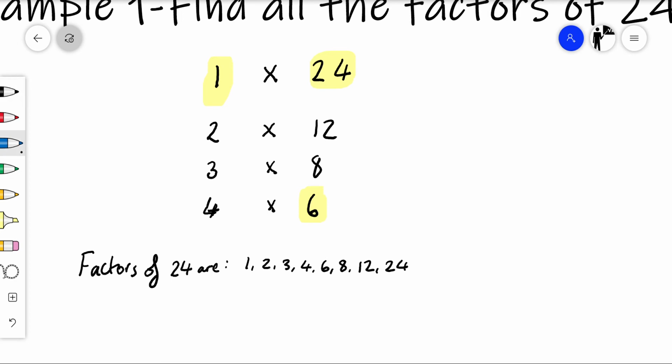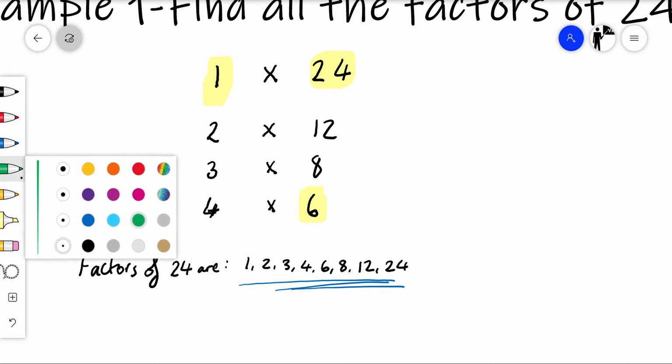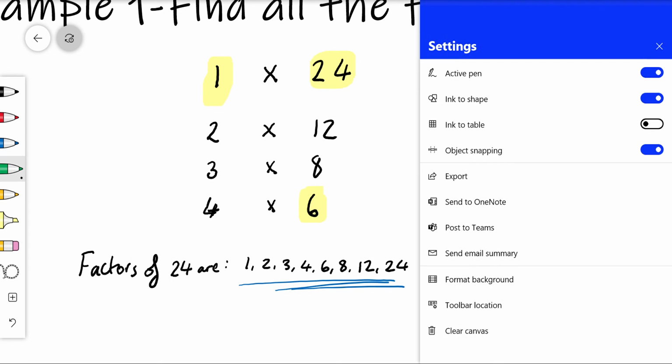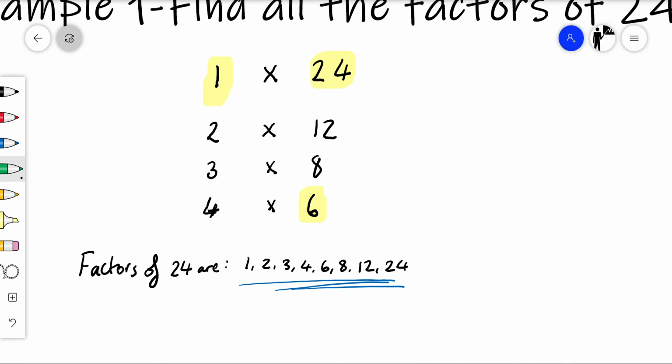These numbers here are all the factors of 24. These are all the numbers that 24 can be divided by exactly. You can sometimes think of these numbers in pairs. Because if you think about it in pairs, you've got 1 and 24, you've got 2 and 12, 3 and 8, 4 and 6.